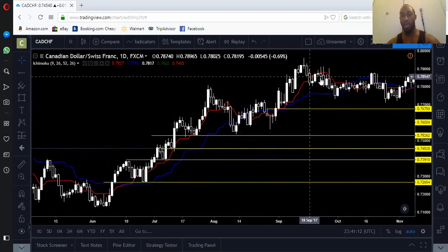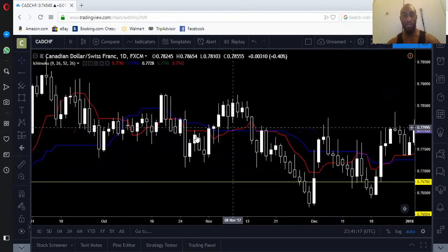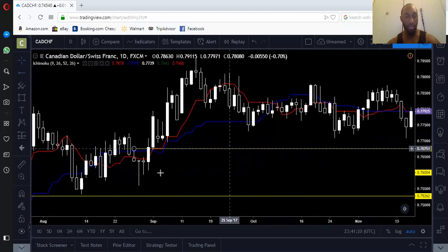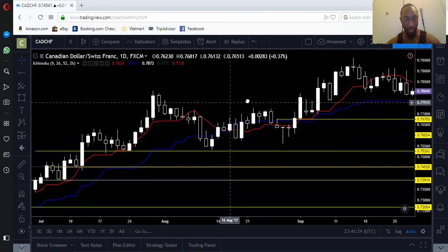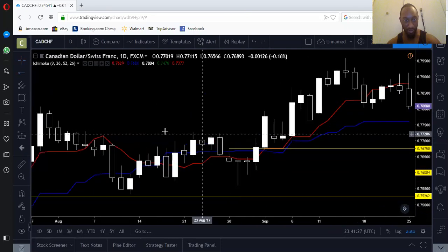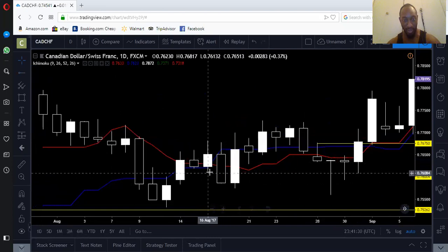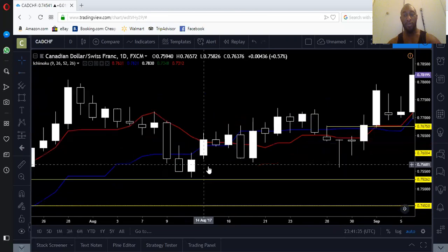Keep your profits. Keep riding. Exit out on the TK cross. Right in here. Once that TK cross, actually, hold on a second. Let's backtrack one more time. Let's see. Yep, right here was the TK cross hidden behind this candle. This could have been your exit for the whole entire trade.